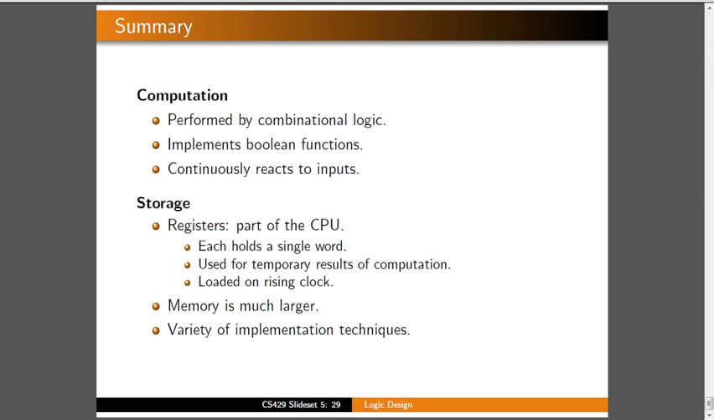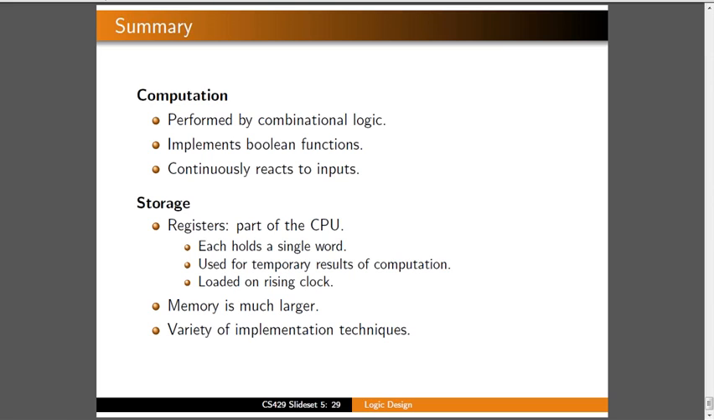Now, what is the summary? The summary is, first of all, computation is performed by the combinational logic. The logical design implements Boolean functions and continuously reacts to the input. For example, a multiplexor reacts to the inputs, and whenever we give multiple inputs, the output is only one.